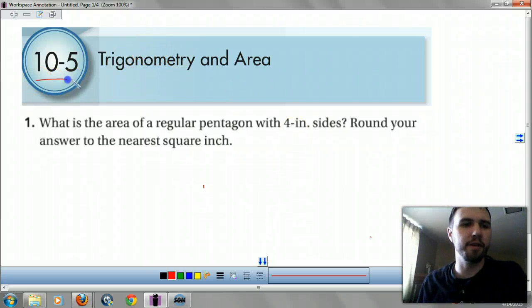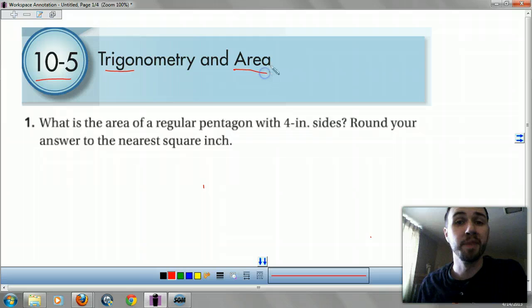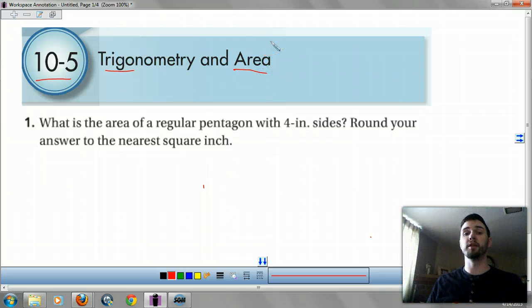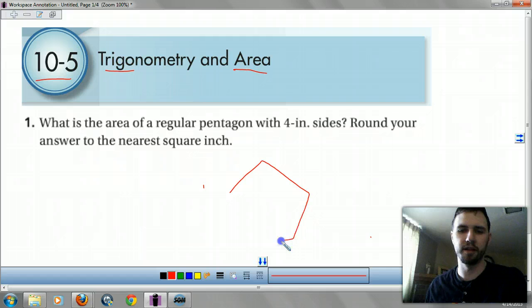Today we're looking at 10.5, trig and area. This is all actually going to be one big review, so we'll see what you remember. Okay, so what's the area of a regular pentagon with 4-inch sides?